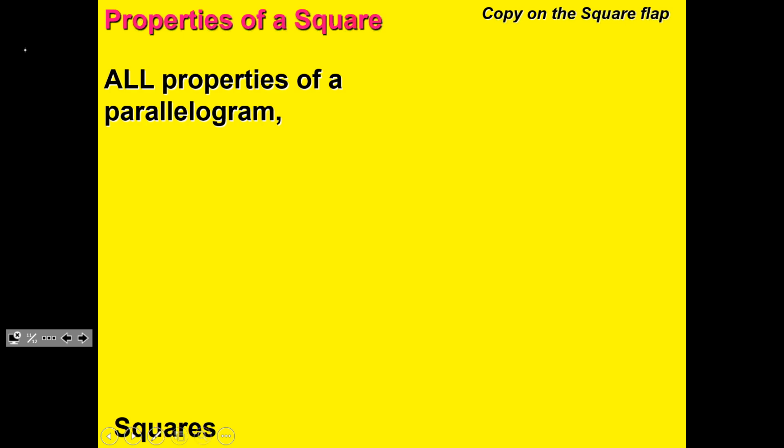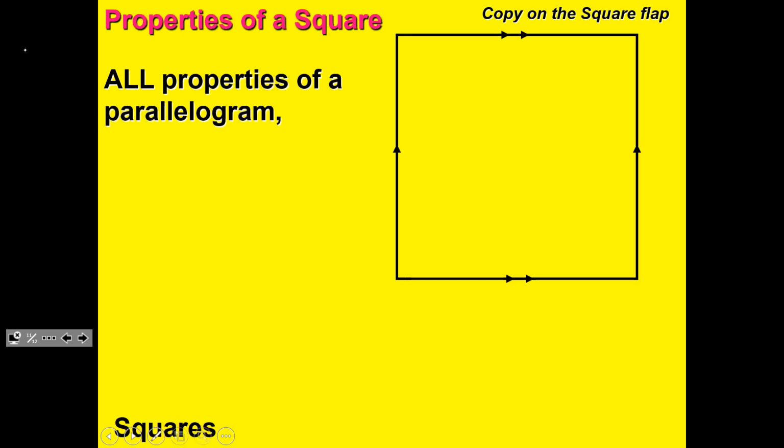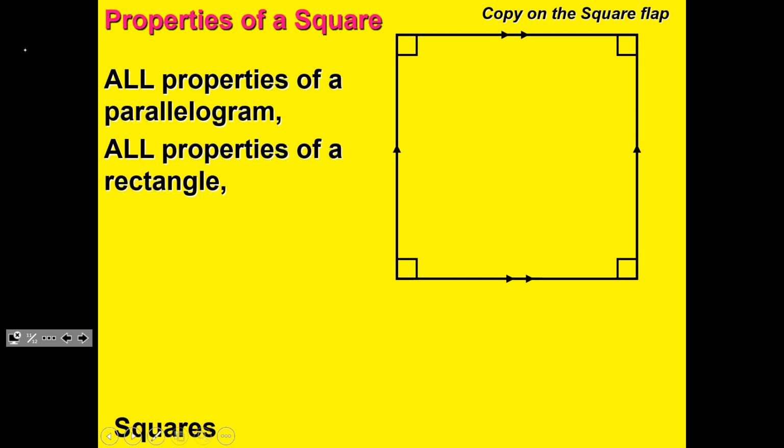Okay, now we are going to copy down a couple things for our squares. So flip to your squares tab. Okay, first for properties of a square, I think there's only 2 slides for here, so you could copy this anywhere on the main flap. Again, it's going to have all the properties of our parallelograms. So opposite sides are parallel. It's also going to have all the properties of a rectangle. So the diagonals are going to be congruent, and it's got all 90-degree angles.